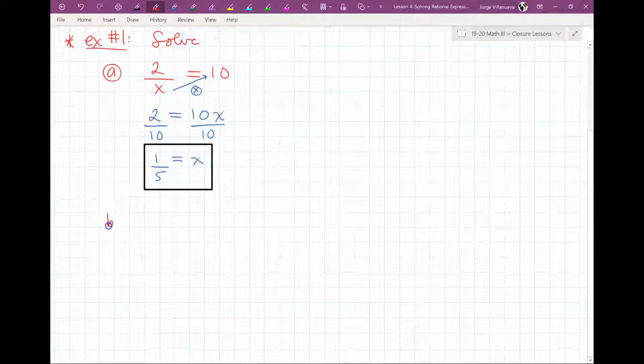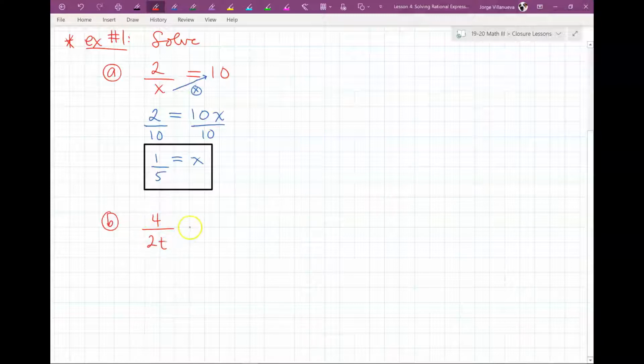Now let's go with B. So remember, we're going to go all the way up to G. We have 7 different examples, so we're on B right now. So the second example looks like this: 4 over 2t minus 1 over 3t. Actually, no, wait, I'm doing the wrong one. Sorry. Let's go back. It's 4 over w plus 2 minus 2 over w plus 2 equals 6.